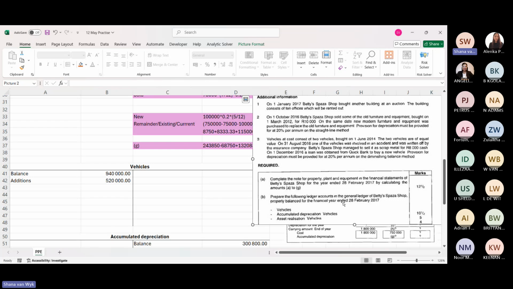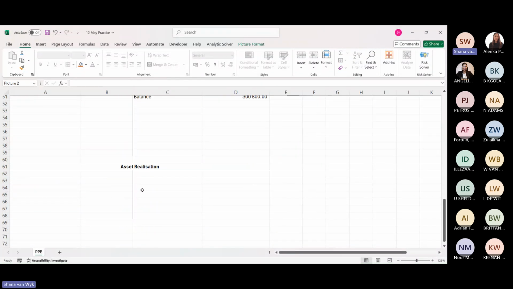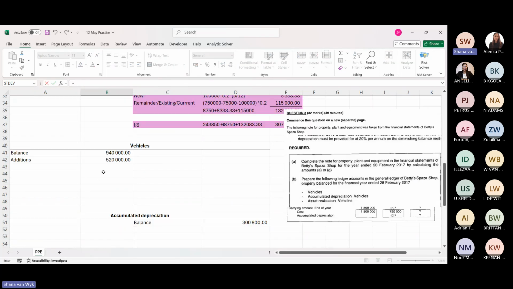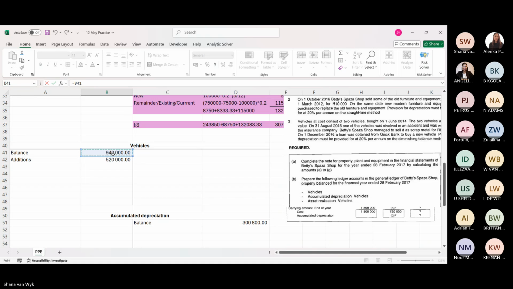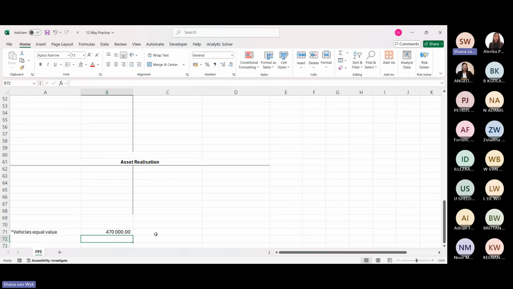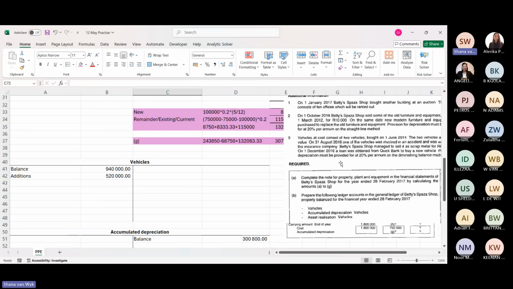Okay, let me think. Okay, so at the beginning of the year, I'm going to jump around now. So for vehicles, we know that it's equal value. So we know one vehicle's cost price at the beginning is worth this. Each one at cost. At cost. Okay. Ooh, diminishing balance.